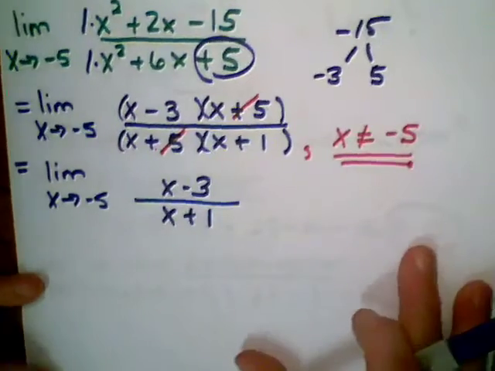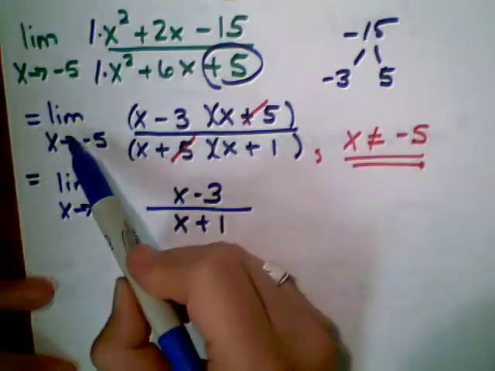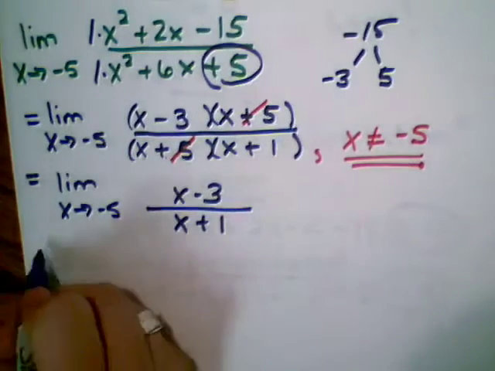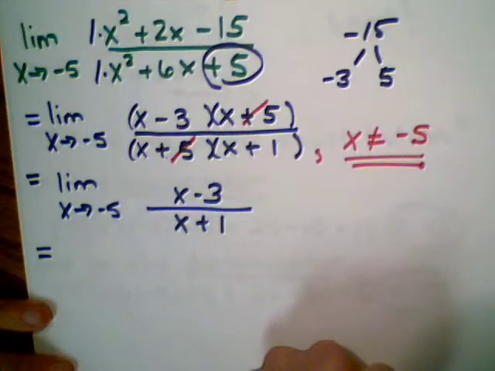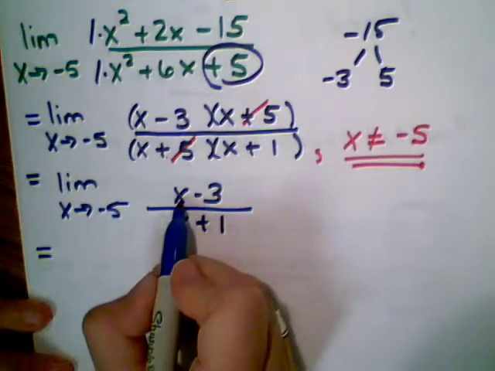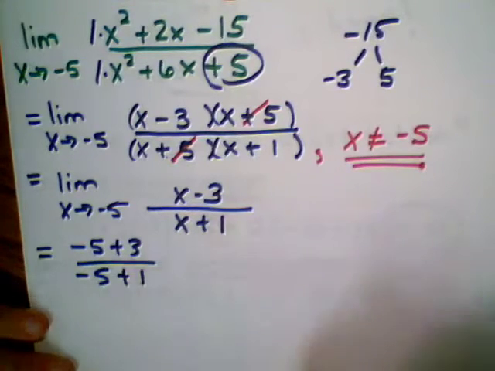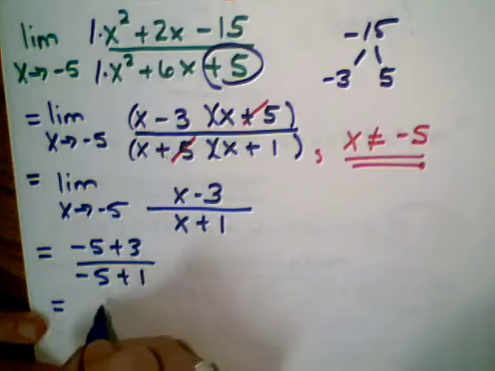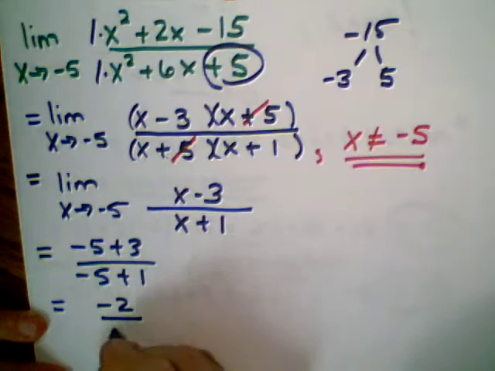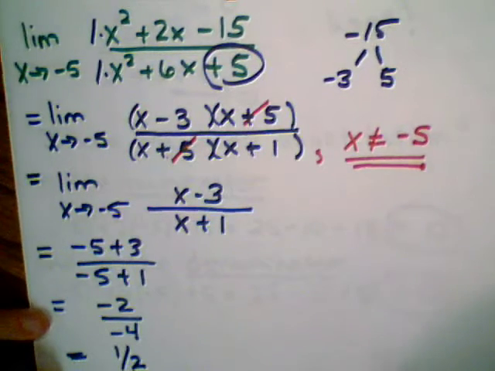Okay. Suffice it to say, you can cancel factors if you're under the limit. So the limit has not changed value. And now I can use direct substitution. Everywhere there's an x, I'll replace it with a -5. I will simplify the top, simplify the bottom, and it looks like the limit does exist and has a value of 1/2.